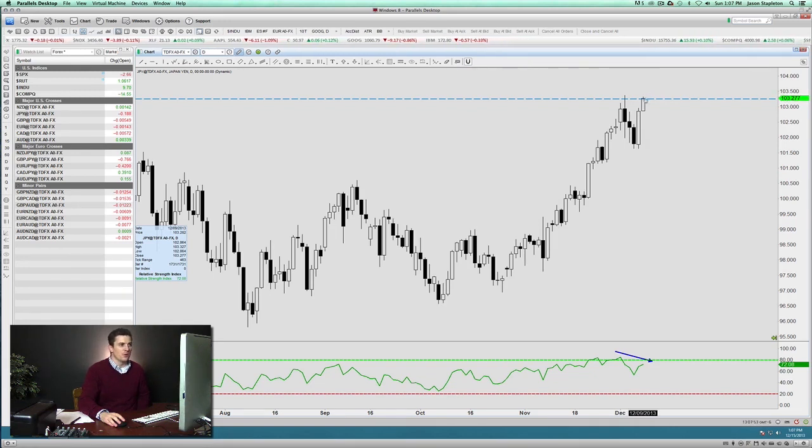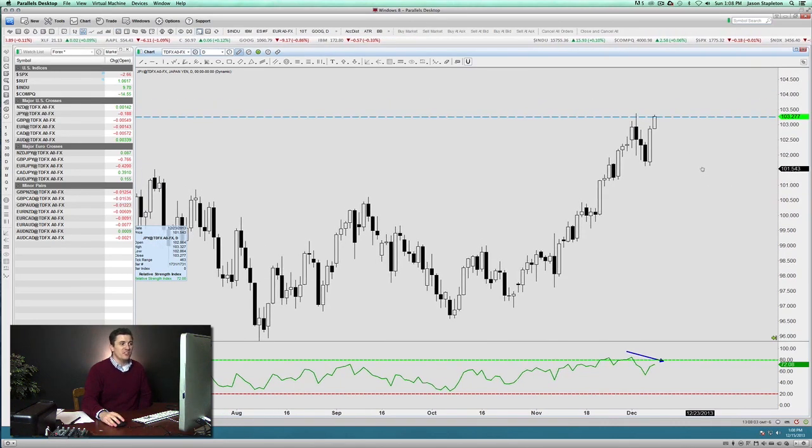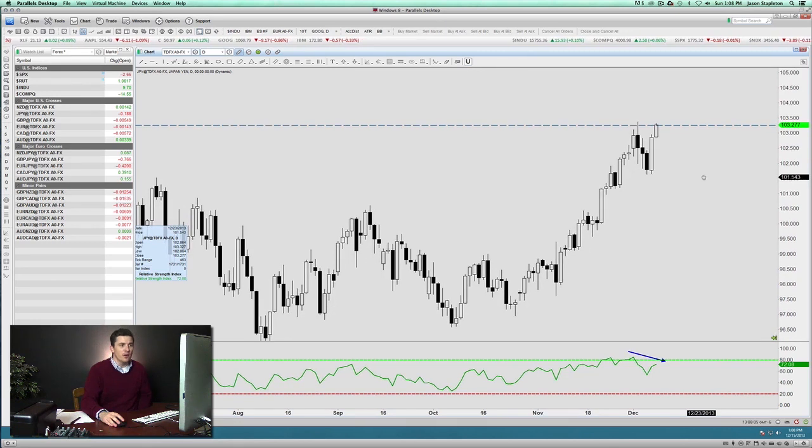So I ended up shorting the markets right here around 103.27. It was almost right on that level. I'd have to look at my platform to see exactly what number I got, but it was right around that level. Now, my next question is, where do my stops need to go?